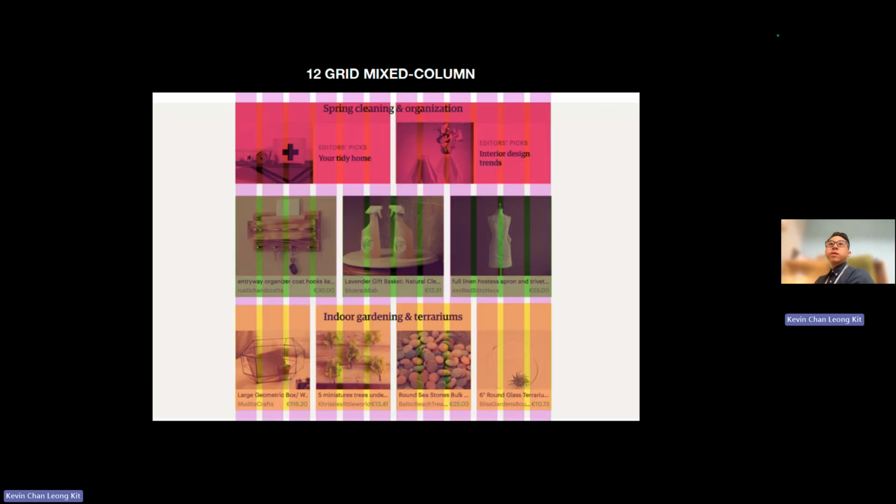Now you can go a bit more interesting. You can mix columns. So for example, this row here, we have 2 columns, and each column is 6 grid. And the second row, we have 3 columns, and each column has 4 grids. And the last row has 4 columns, and each column has 3 grids. So that is how you can use the grid to create a layout.